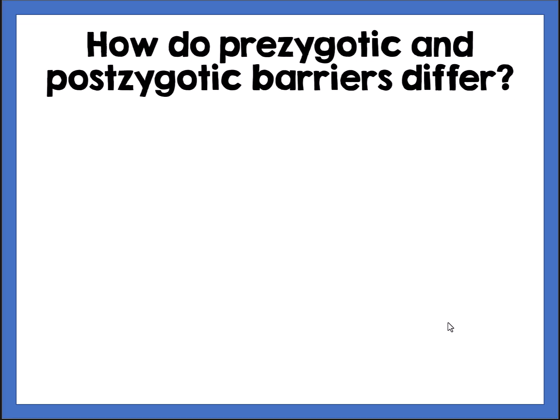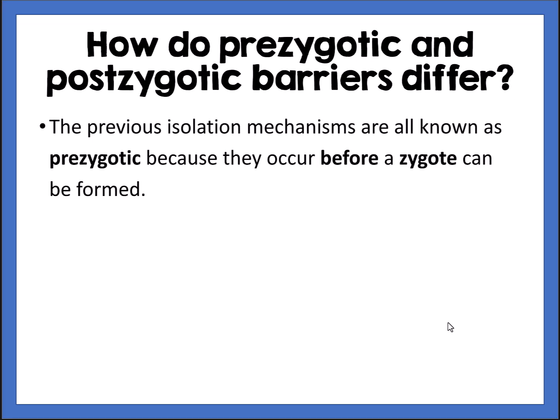How do prezygotic and postzygotic barriers differ? So the previous isolation mechanisms that we just talked about are all known as prezygotic because they occur before a zygote can be formed. So before the zygote.